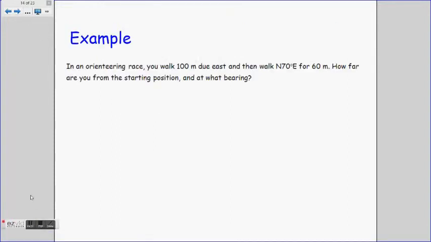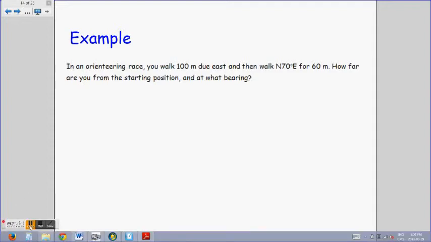Let's consider this example. In an orienteering race, you walk 100 meters due east, and then you walk 60 meters at 70 degrees east of north. How far are you from the starting position and at what bearing? Okay, so in these questions, the first thing I always do is draw a very nice detailed diagram. I often try and make it quite large so that I can sketch my angles and all my numbers in.